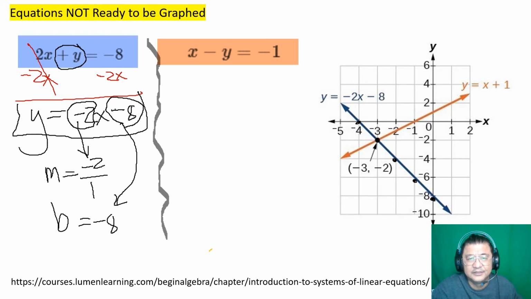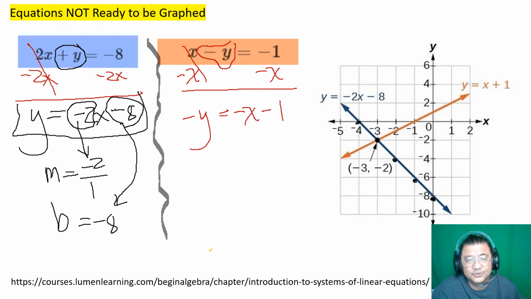Now, let's look at the orange line. So, y is not alone here. Let's make y alone. Let's get rid of the x. Minus x for you, minus x for you. That cancels out. Negative y is equal to negative x minus 1. But I don't need the negative. I need to get rid of that. So all of this will be divided by negative 1. That cancels out. Y is now alone. Negative divided by negative is a positive.